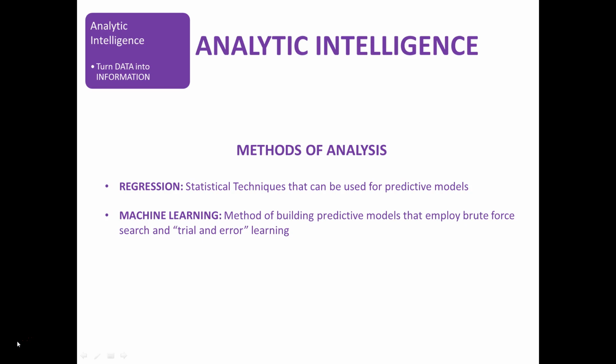Now, machine learning is more of a trial and error process, and we'll talk more about this in a subsequent video, but machine learning is a trial and error process, and you're not necessarily guaranteed to get an optimal answer. You're just going to get a better answer than what you're doing now. And incidentally, regression can really be a machine learning process as well.